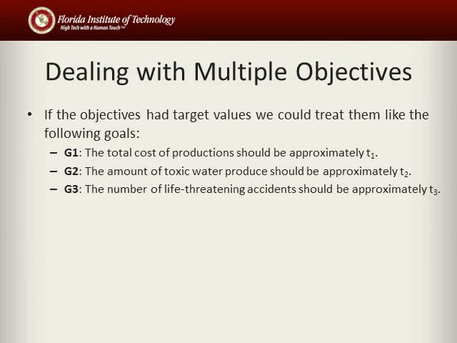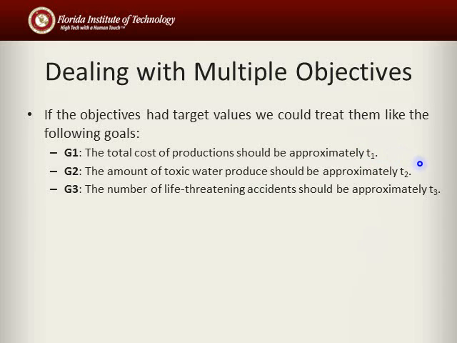If the objectives had target values, we're going to call these target values T1, T2, and T3 for each of the 3 objectives. We can just treat them as 3 different goals. So we can say goal number 1, which relates to objective number 1 of total cost. The total cost of production should be approximately T sub 1, the target value for that goal.